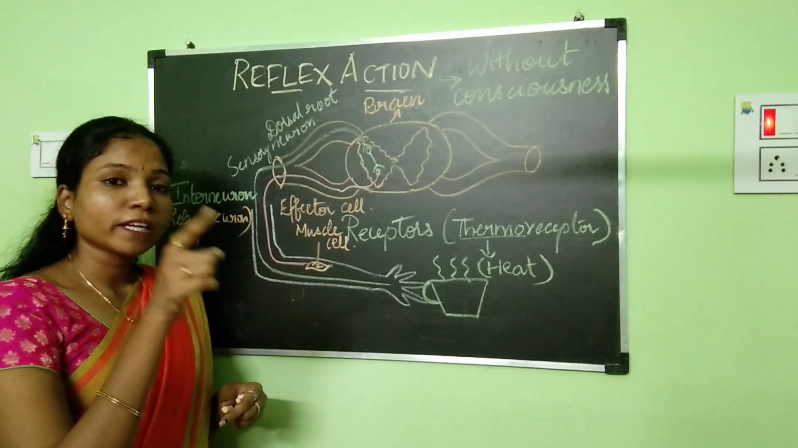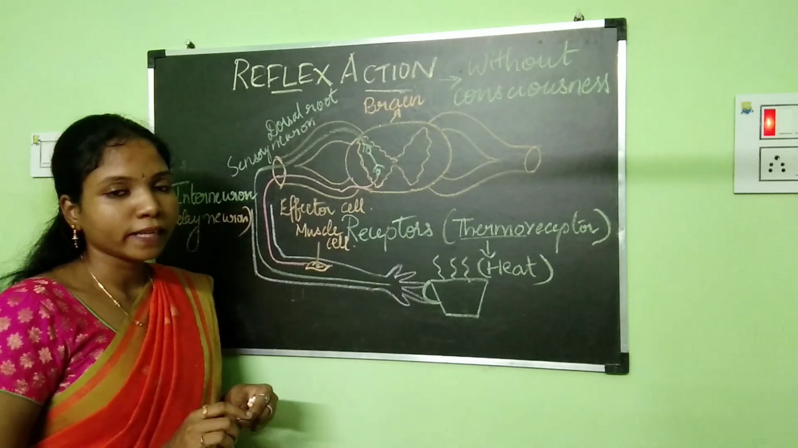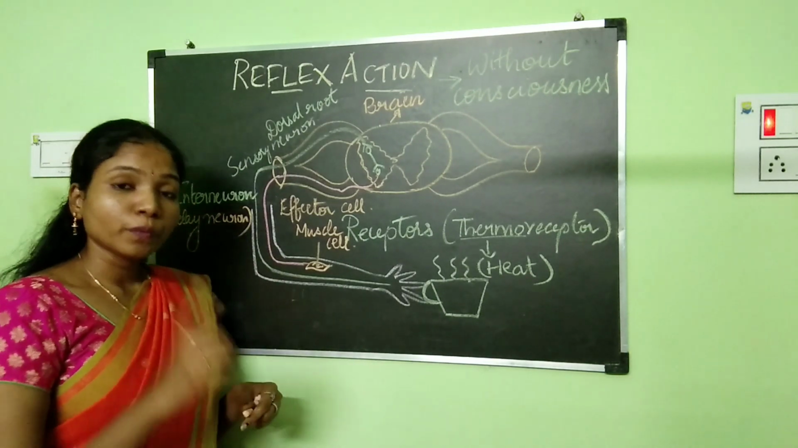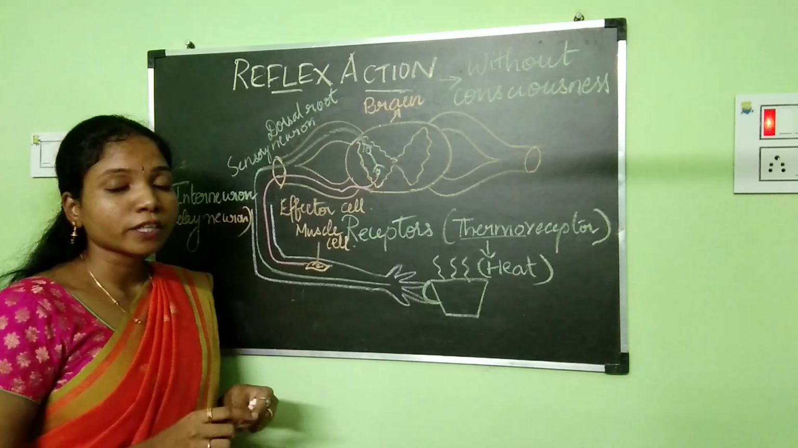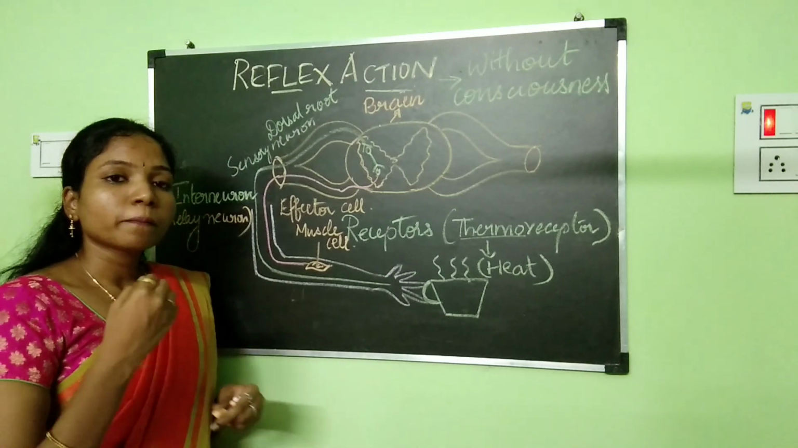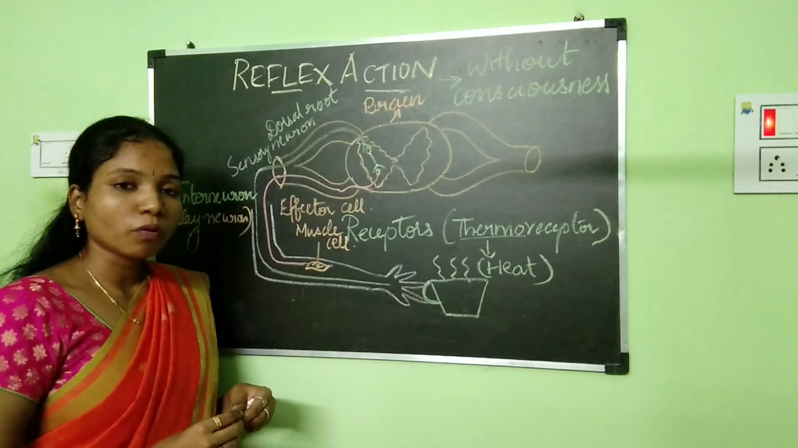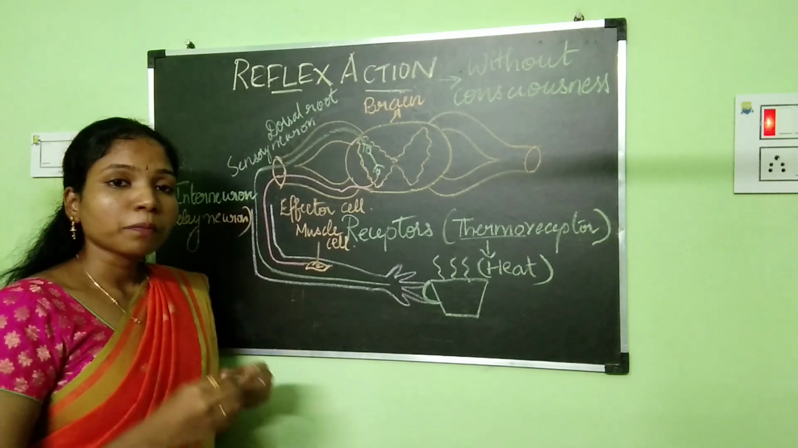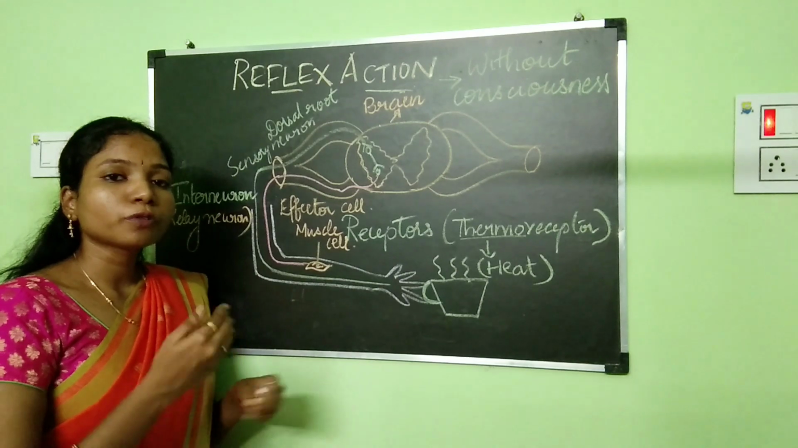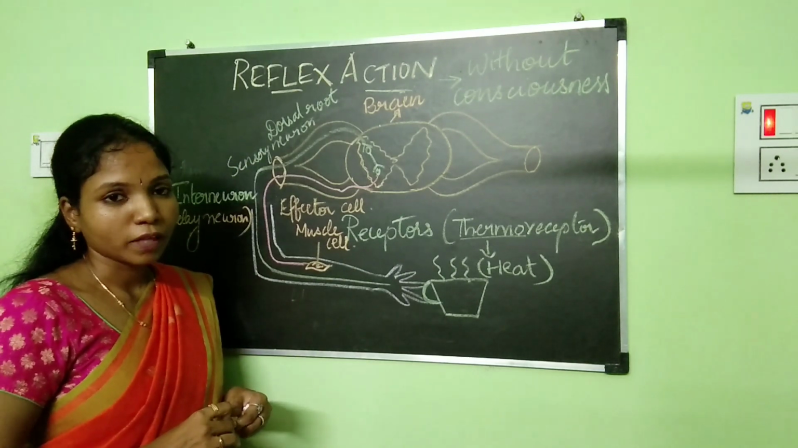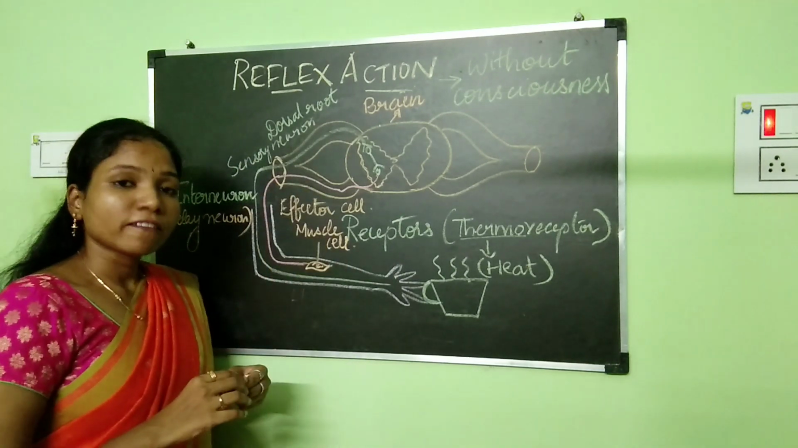Okay, now if I give you the same hot object the next time, will you touch it? You will not. So how are you not touching it? It is because the memory of the past experience got stored in the brain, thereby making it possible for you to not make the same mistake again. Okay, so this is about reflex action.